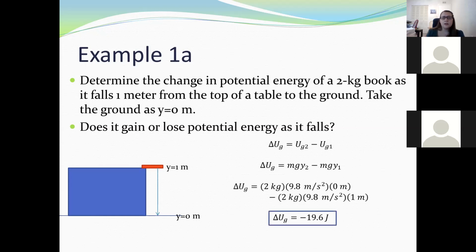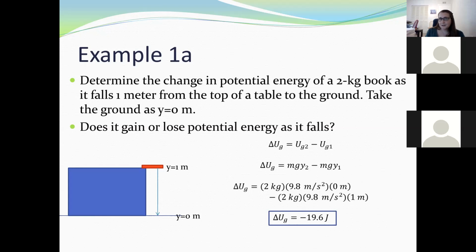So does it gain or lose potential energy as it falls? It loses potential energy, right? Because as it falls down, it doesn't have more potential to fall down to the ground. It gets less potential to fall down to the ground. And once it's sitting on the ground, it has no potential to fall down to the ground because it's already on the ground, right? So it's losing potential energy as it falls.